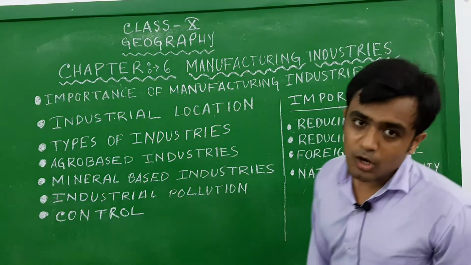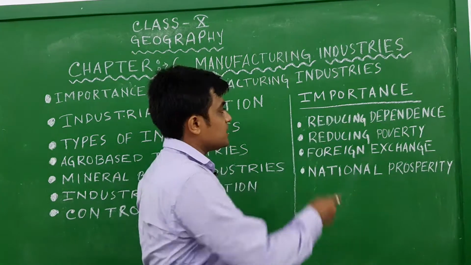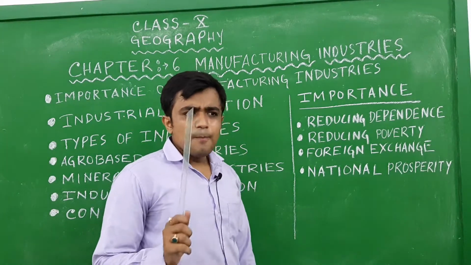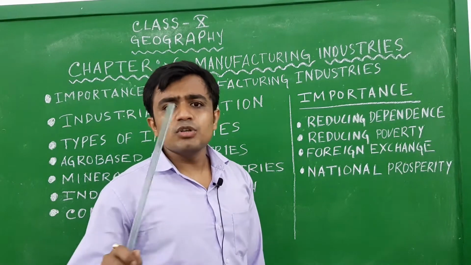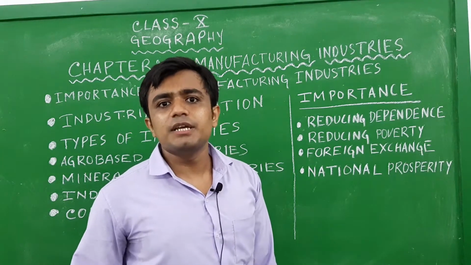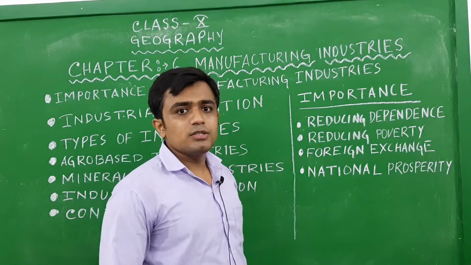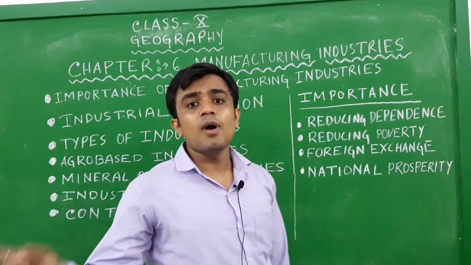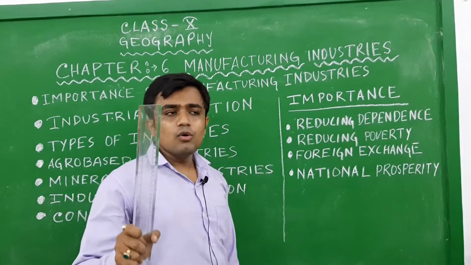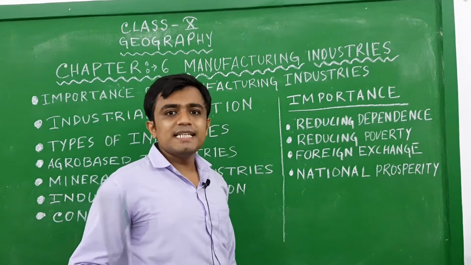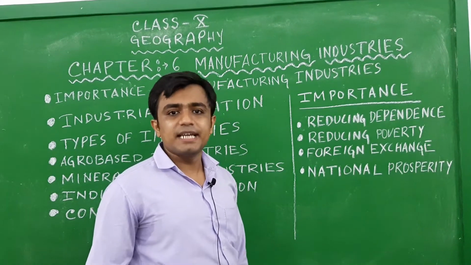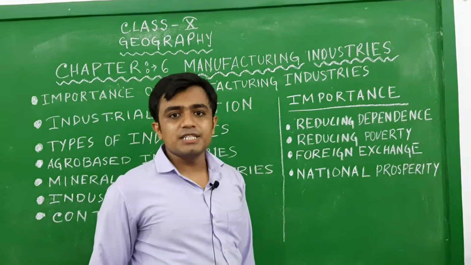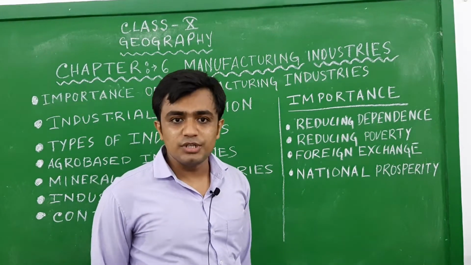So the first topic of this chapter is the importance of manufacturing industry. Students, remember one thing, manufacturing industry is considered the backbone of a national economy. Why? Our reasons are, number one, reducing dependence. Reducing dependence from what? From agriculture. We know more than 60% of the population is engaged in agriculture. So industry reduces dependence on agriculture and gives us large job opportunities.